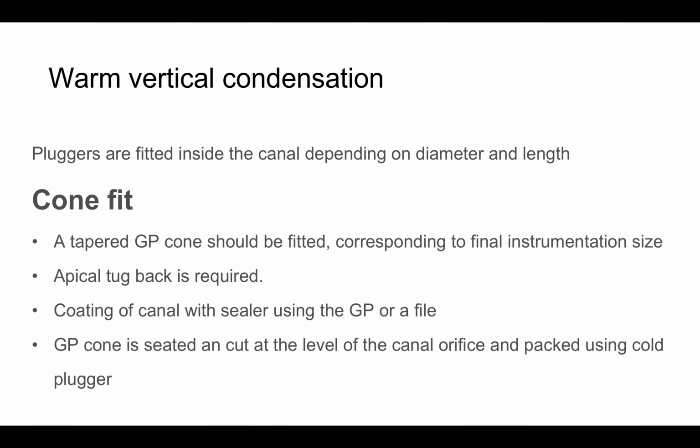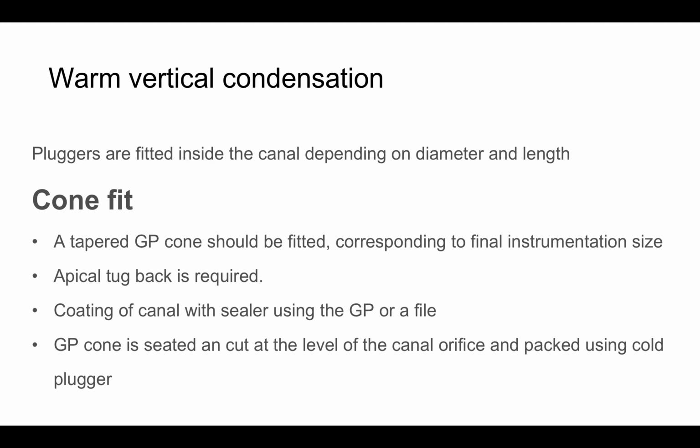The cone fit. Before we start this process of the warm vertical condensation, we need to try out some pluggers, and make sure the pluggers are going to reach 5 to 6 millimeters from working length. So once we fit the master apical cone, and the apical tugback is felt, we coat the canal with the sealer using the gutta-percha cone or the file.